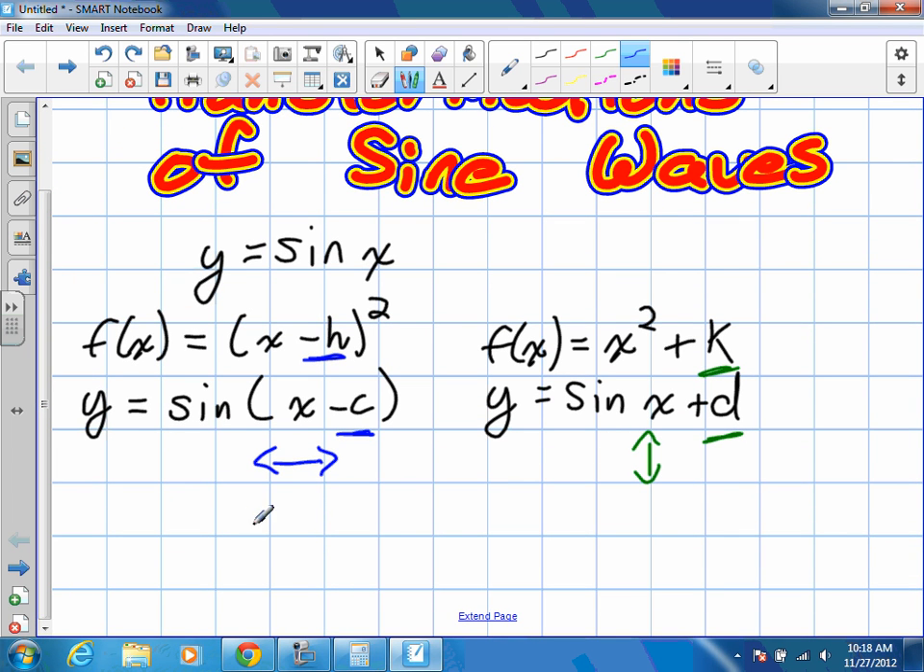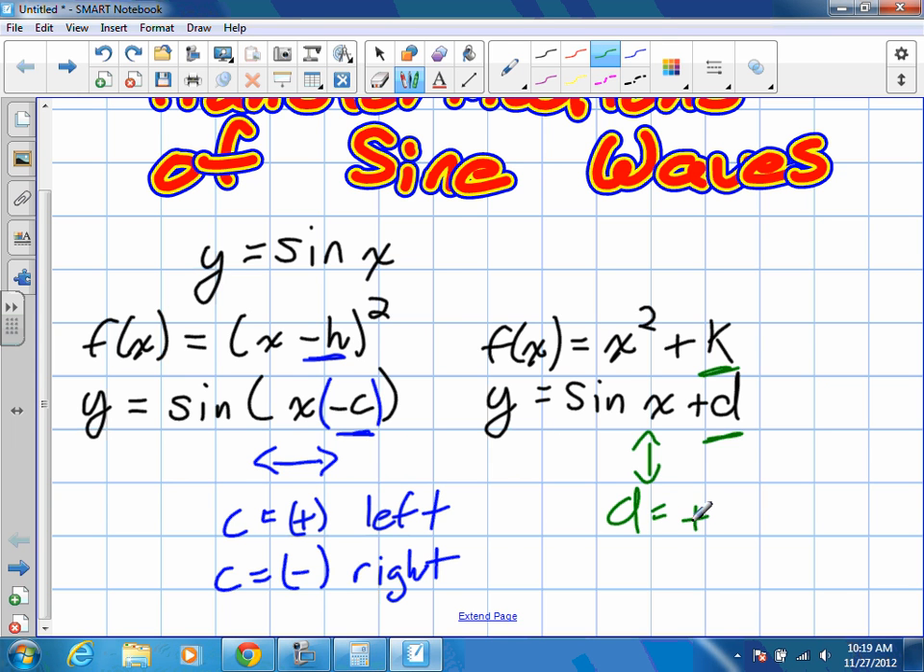parabolas. So if our C value is positive, what direction do we go? Left. Left, right? We go in a negative direction. If our C value, and that is including the entire term, okay, is negative, we go to what direction? Right. Good, nice and easy. In this case, if D is positive, what do we do? Up. Okay? And when D is negative, down. Very simple, very similar to parabolas. In fact, it's pretty much identical. Okay? So we're going to practice a couple of these.